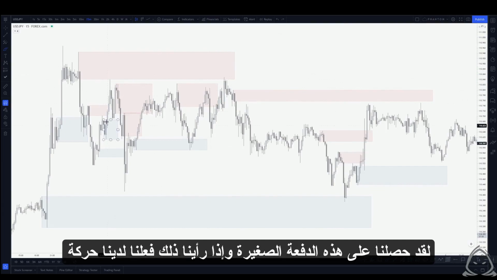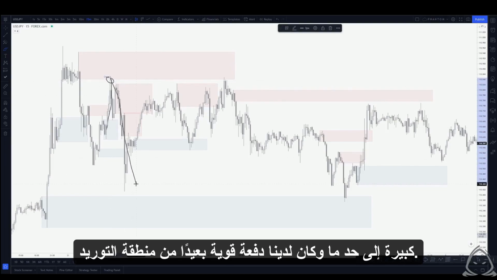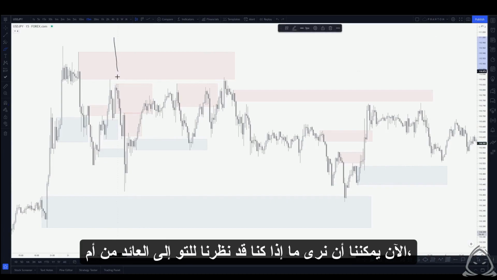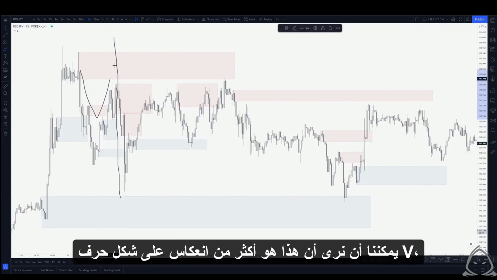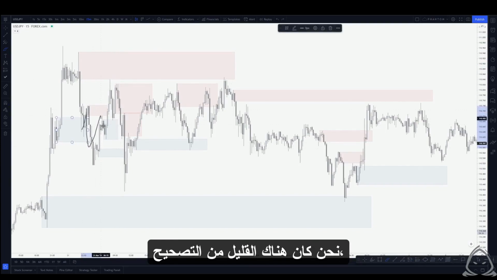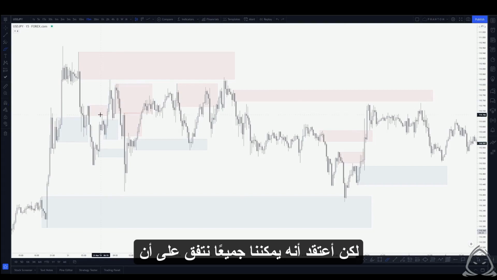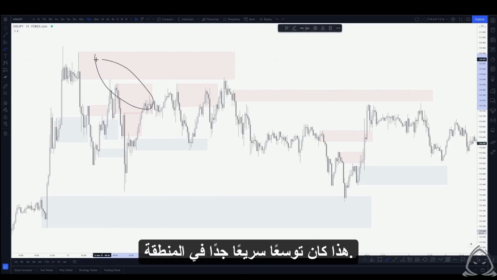We did get this small push too, and if we see that we did have a somewhat large move into it and we had an aggressive push away from the supply zone. Now what we can see, if we just looked at the return from the left side of the chart, we can see that this is more of a V-shaped reversal. We had a little bit of correction, move back in, but I think we can all agree that this was a pretty rapid expansion back into the zone.